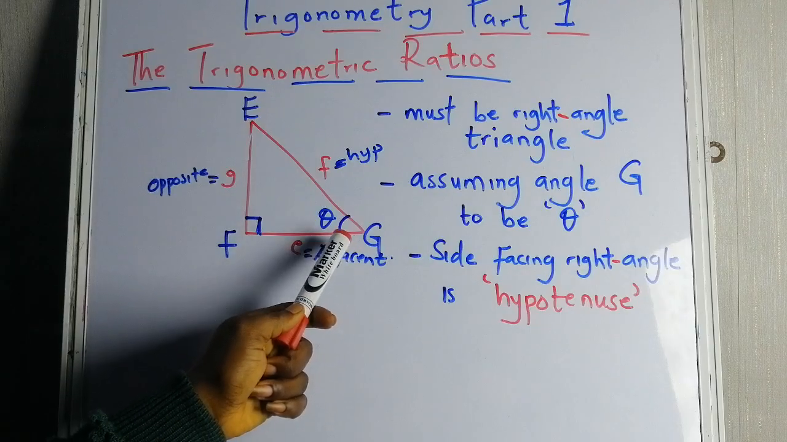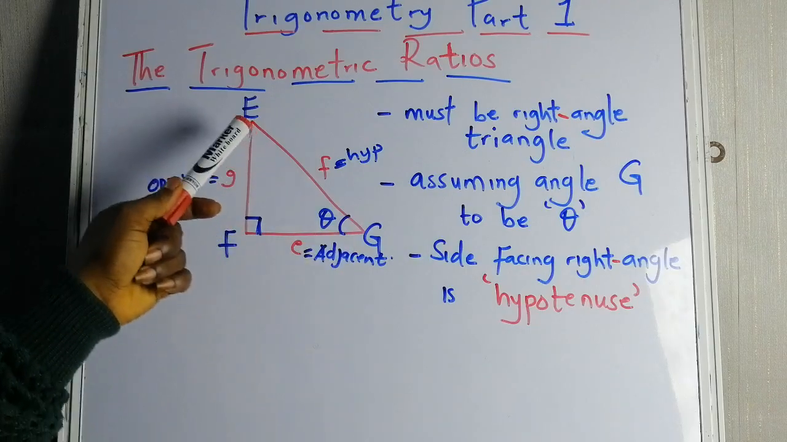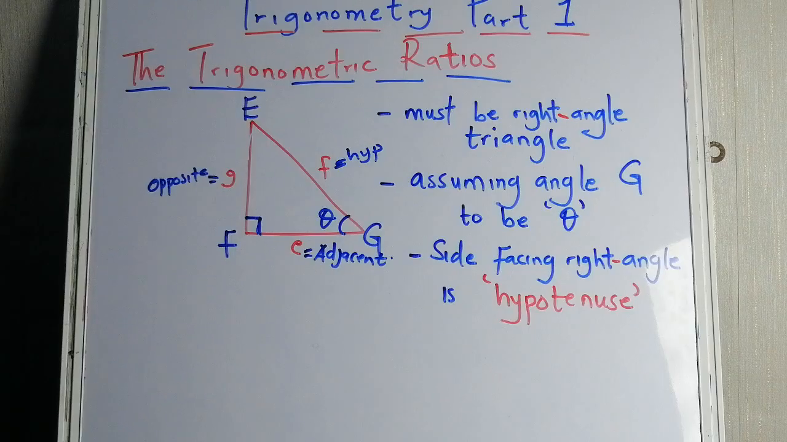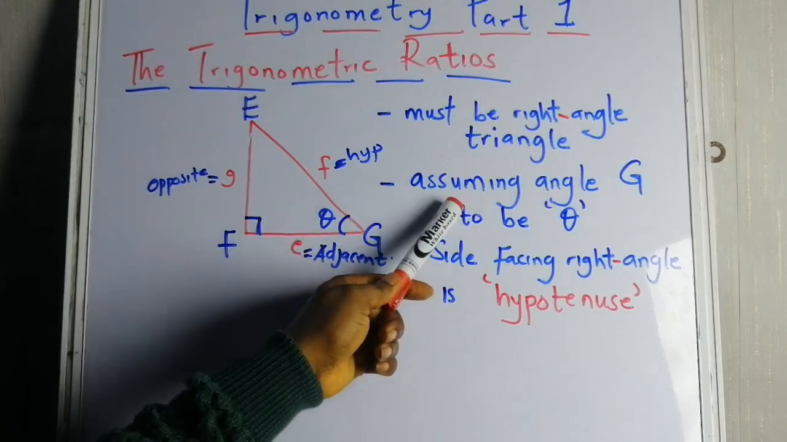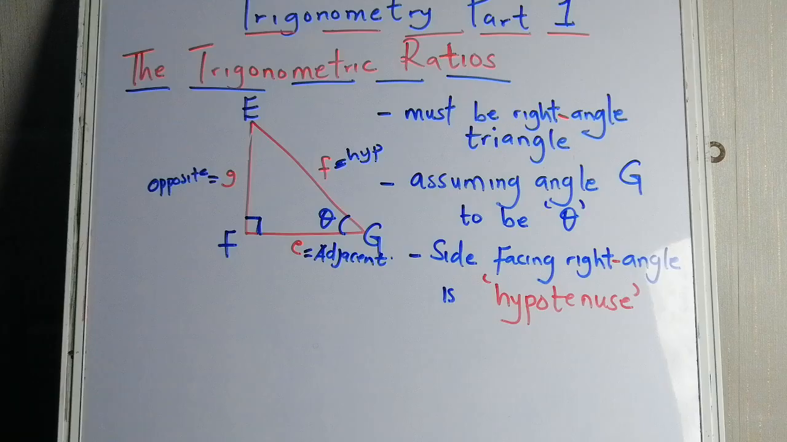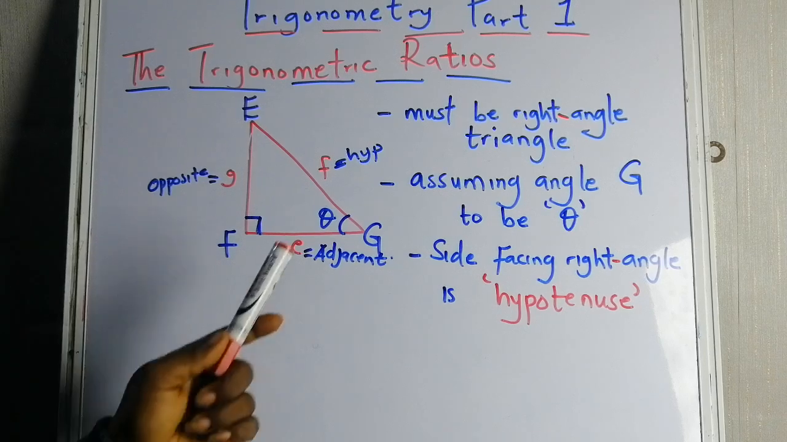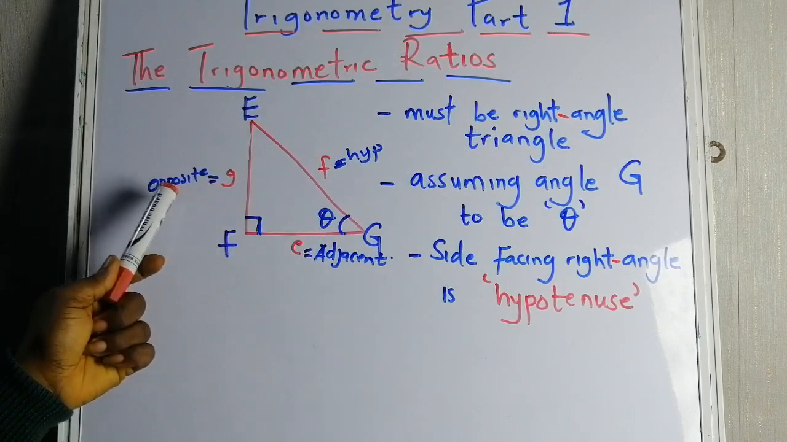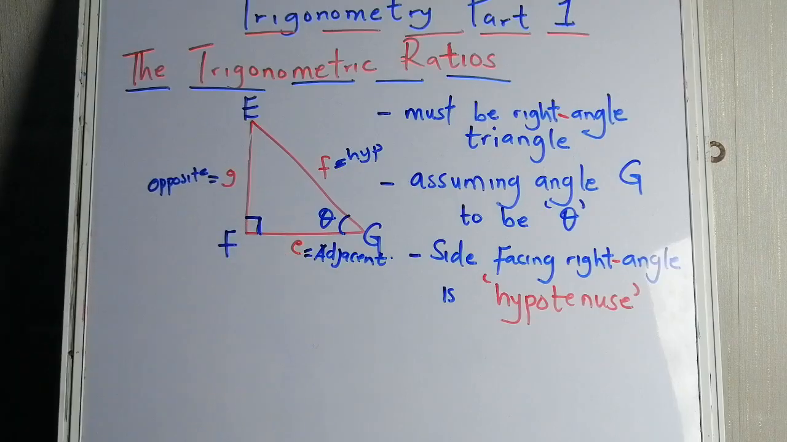Where the angle G is facing, I can bring this angle here and say angle E. It's not compulsory. That is why I'm saying assuming angle G to be theta. I can assume angle E to be another thing, and because that angle is facing this side, I can make it. So you should understand the reason why this is this, and this is that. That is what will help you under this section. Very important. So where this angle is facing is the opposite, and the last one is called adjacent.